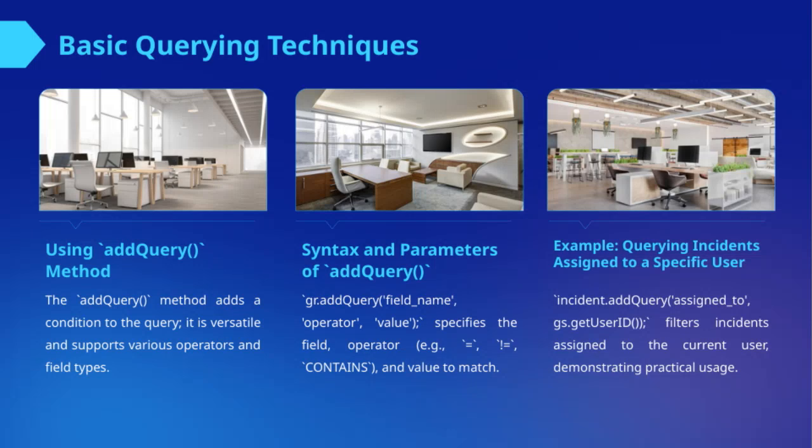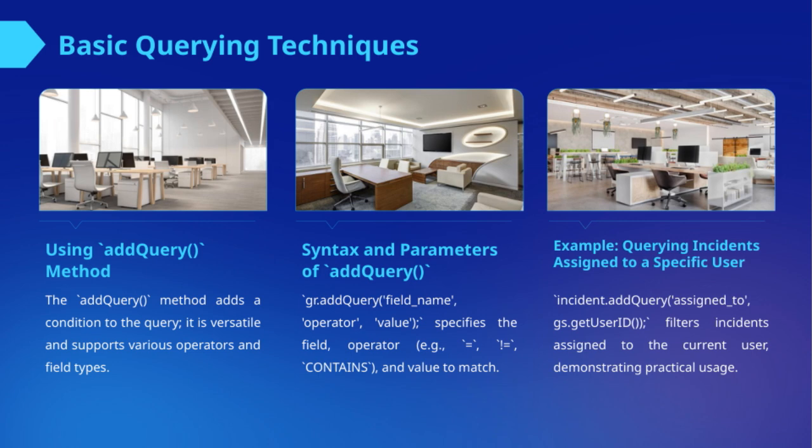Now let's look at some basic querying techniques, starting with the addQuery method. This method is fundamental for building queries in ServiceNow. For example, if you want to find incidents that are assigned to a specific user, you can use incident.addQuery('assigned_to', gs.getUserID()). This line filters incidents to only those assigned to the current user, making it very practical for user-specific views.